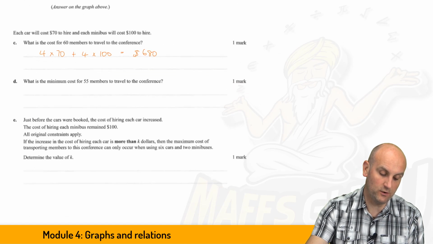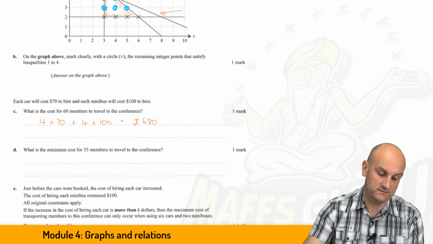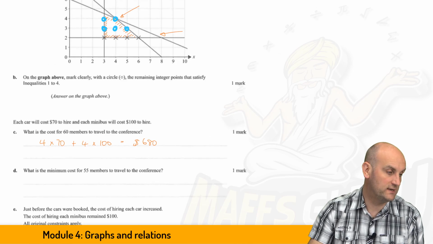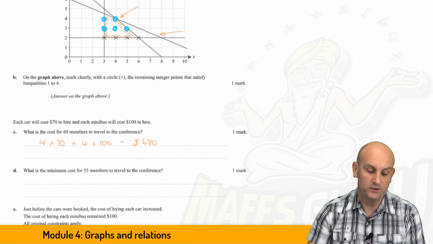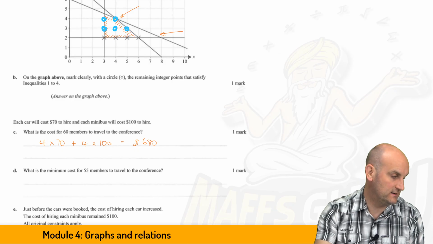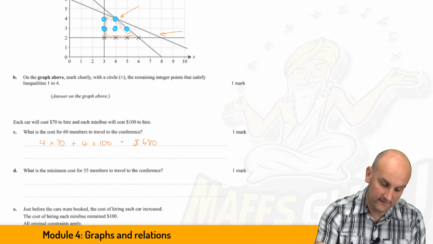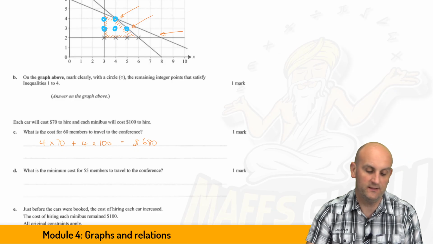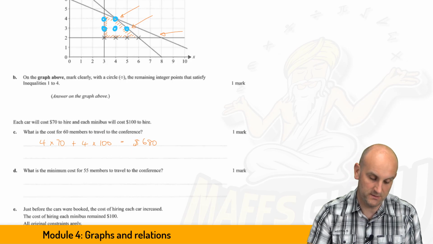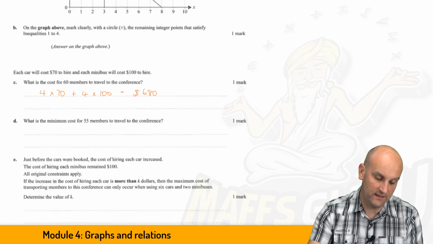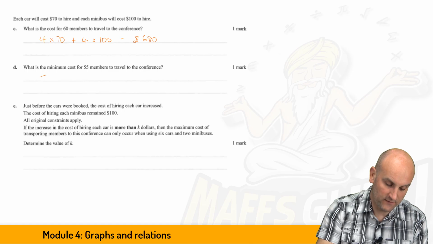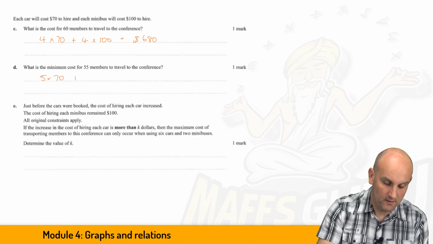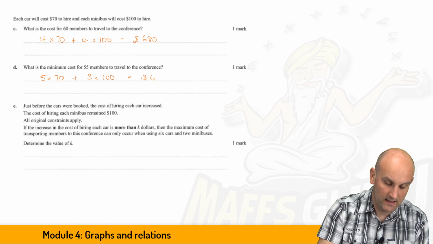What is the minimum cost for 55 members to travel to the conference? Again, I'm trying to find out which of these circles stood for 55 members. And for those of you who are very excited about this type of stuff, it actually worked out to be that dot there. That stood for 55 members. So that's 5 cars and 3 minibuses. So 5 times 70 plus 3 times 100 gave me $650.